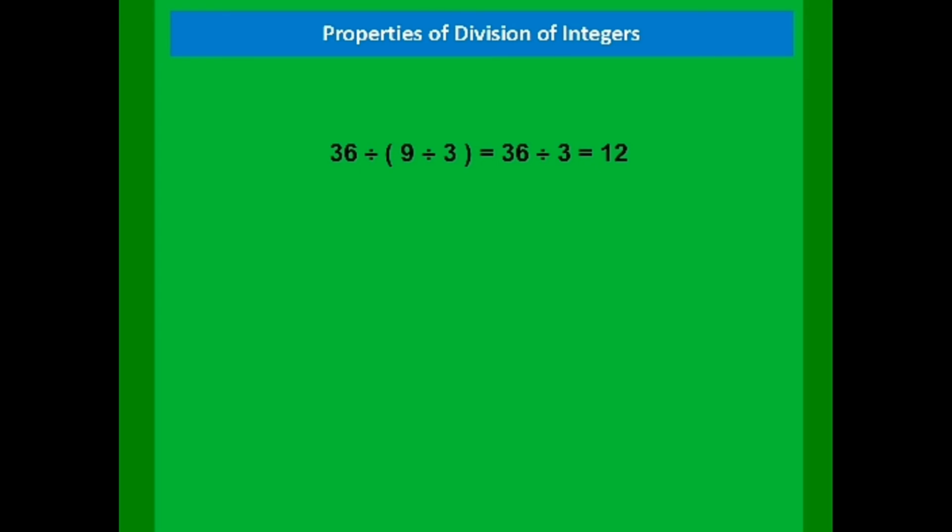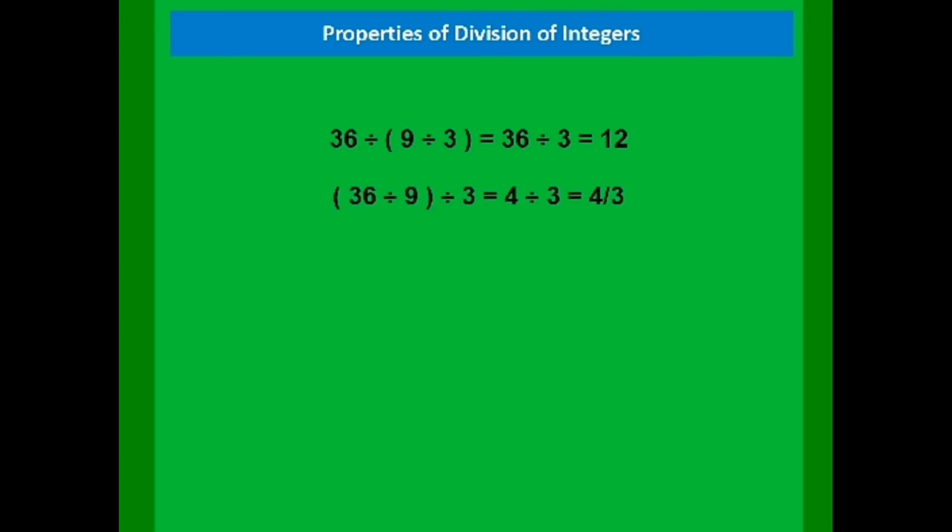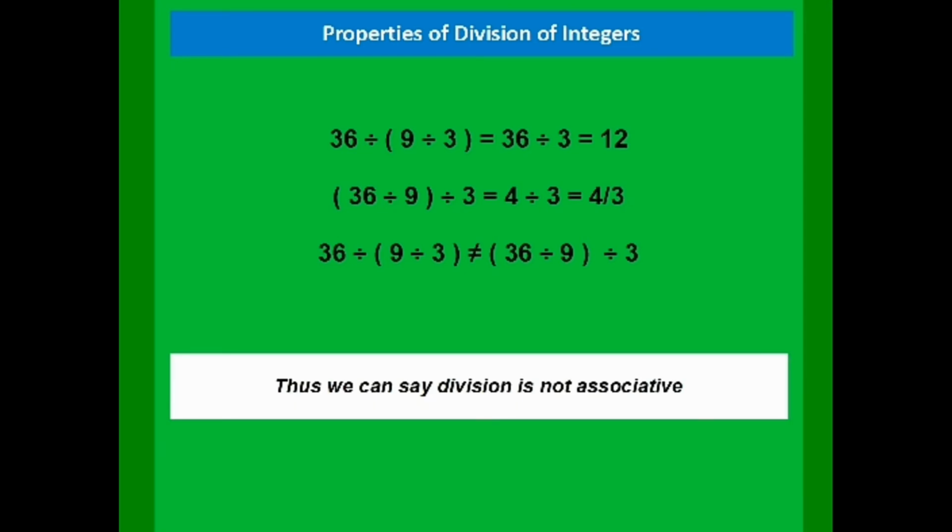We know that 36 divided by 9 divided by 3 is equal to 36 divided by 3 is equal to 12. But 36 divided by 9 divided by 3 is equal to 4 divided by 3 is equal to 4 by 3. 36 divided by 9 divided by 3 not equal to 36 divided by 9 divided by 3. Thus we can say division is not associative.